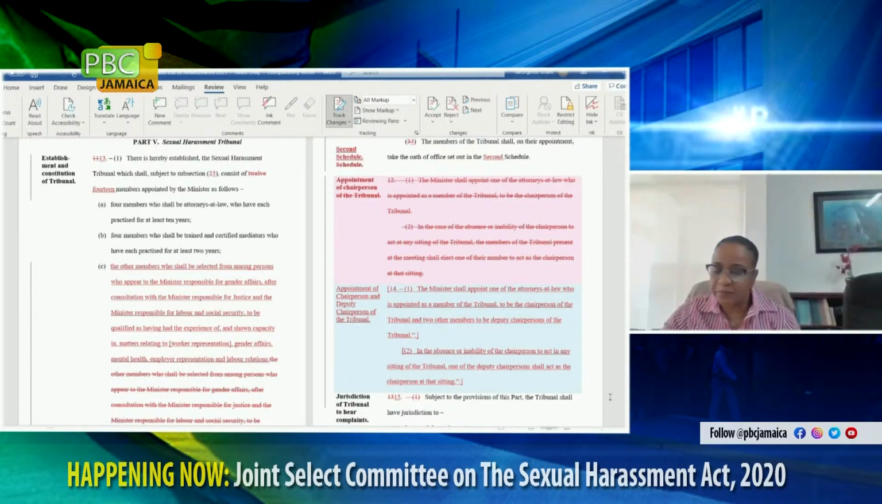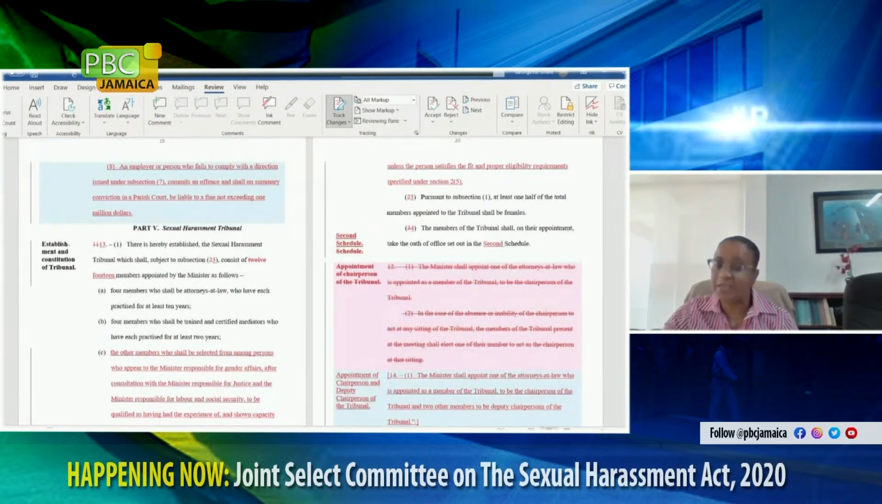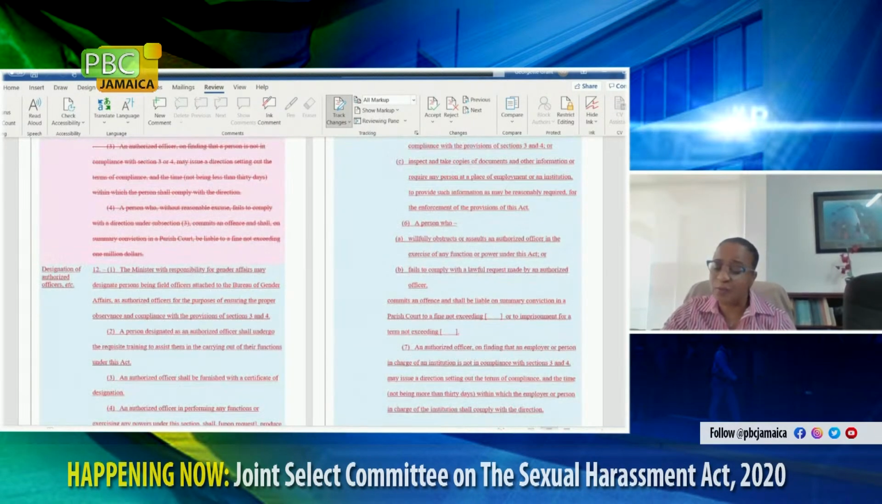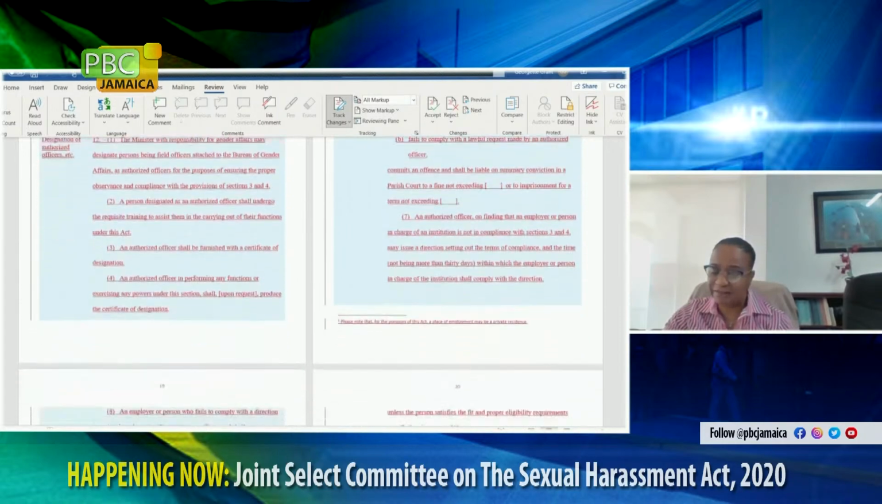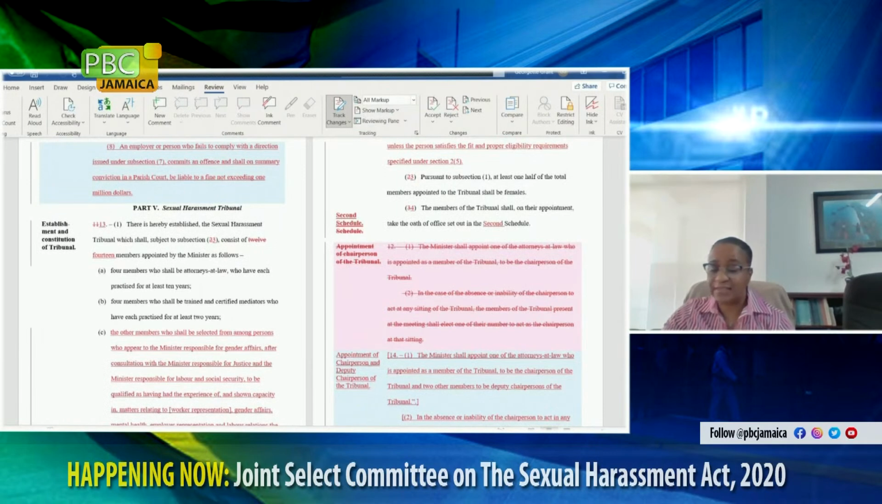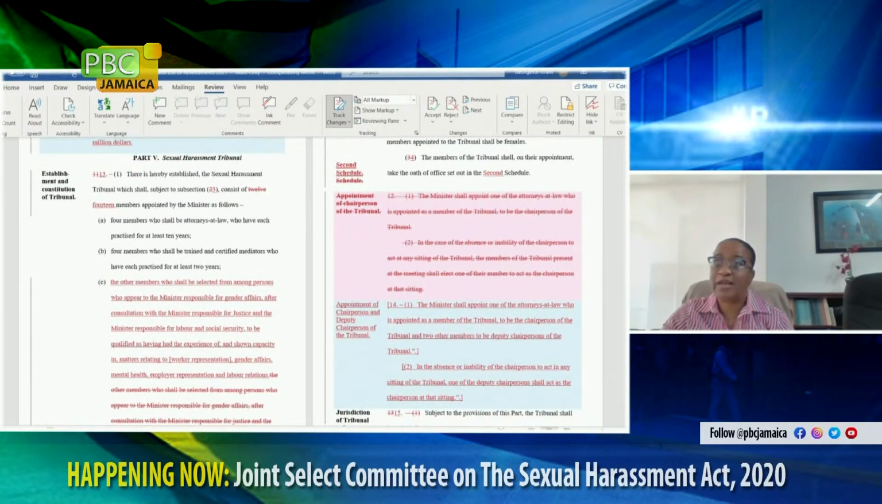Okay. And then we are now syncing this clause with the fit and proper eligibility requirements, which we had outlined in subclause 2. So we are inserting a new subclause 2 to read: a person shall not be appointed as a member of the tribunal unless the person satisfies the fit and proper eligibility requirements specified under section 2.5. And as a consequence of that, we've renumbered the current subclauses 2 and 3 as subclauses 3 and 4 respectively. Should I move on, Chair?